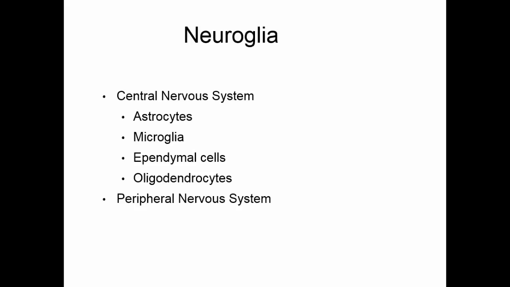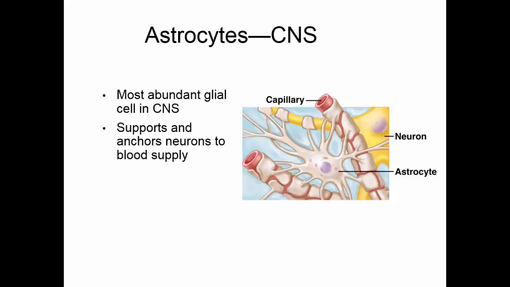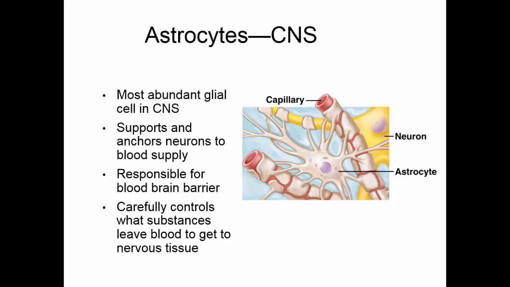Two are found in the peripheral nervous system: the Schwann cells and the satellite cells. The astrocytes are the most abundant glial cells in the central nervous system. These cells help support and anchor neurons to their blood supply. They're also responsible for the blood-brain barrier. They very carefully control what substances leave the blood and get to the nervous tissue, so they're highly protective.